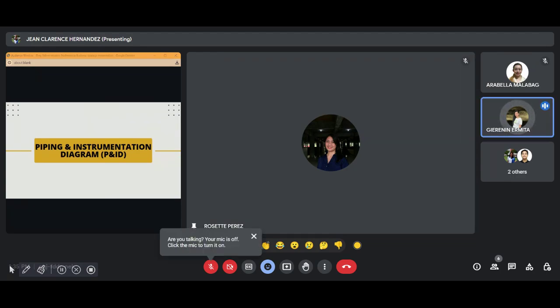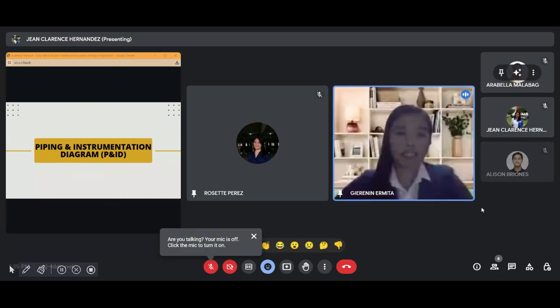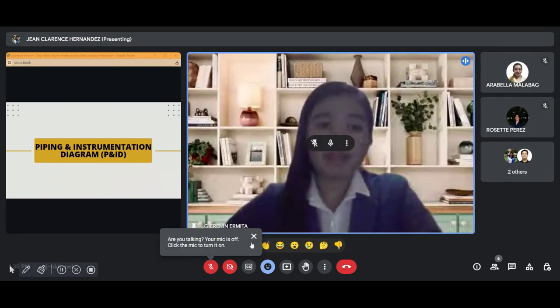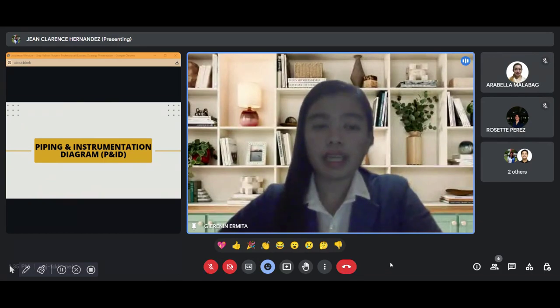So I am Jeranin G. Ermita and I will discuss the P&ID and instruments of our process. So now we'll present the piping and instrumentation diagram of the glycol dehydration process. A P&ID for a glycol dehydration process typically includes various symbols and notations to represent the equipment, instrumentation, piping, and control devices involved in the process. Next slide po.